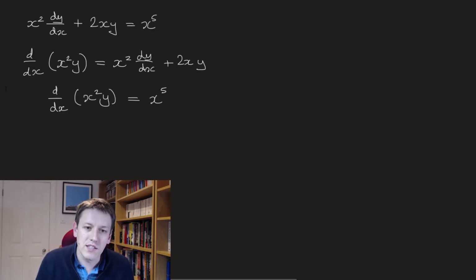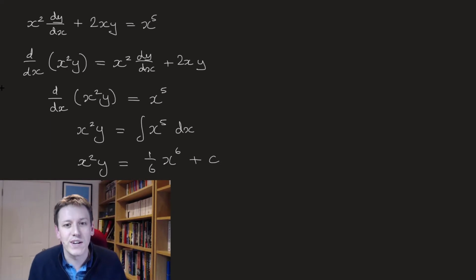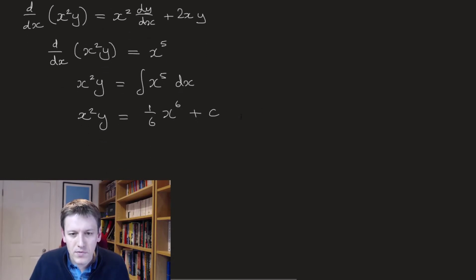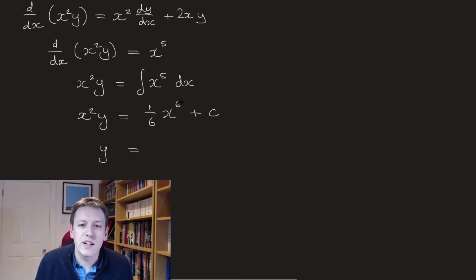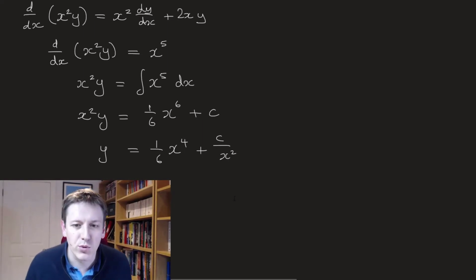Then, integrating both sides, we just get x squared y is the integral of x to the 5 dx, or x squared y is 1/6 x to the 6th plus a constant. So we hope that we can integrate whatever function we end up with on the right hand side. Now I divide through by the x squared and I get y equals 1/6 x to the 4 plus c divided by x squared. So my arbitrary constant here is perhaps in a slightly different position to usual. I'm getting c over x squared here. So it's still an arbitrary constant, but it's not just a plus c like when we do ordinary integration.